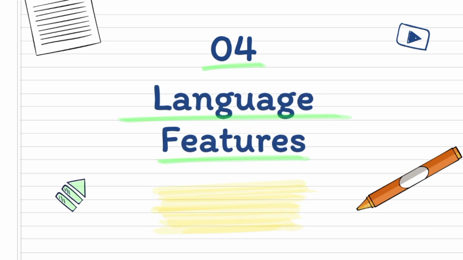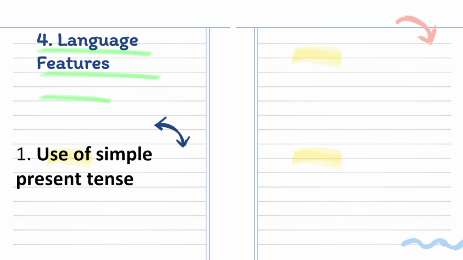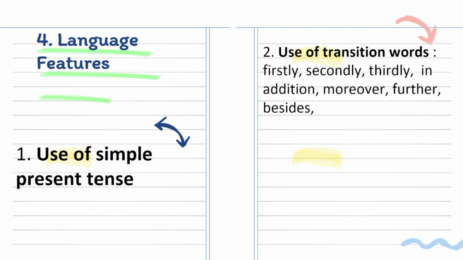Okay, language features. Let's look at the language features. The first is use of simple present tense. In analytical exposition, we mostly use simple present tense, and we also use transition words. For example, firstly, secondly, thirdly, in addition, moreover, further, besides, etc.